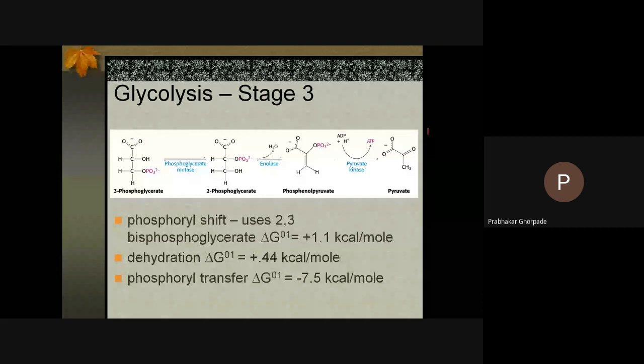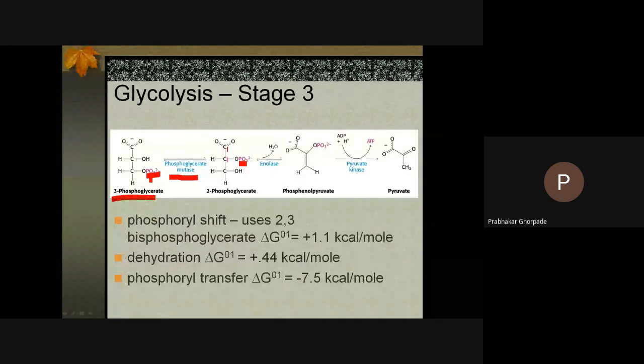Now we got 3-phosphoglycerate. Now what to do with this 3-phosphoglycerate molecule? Why are we calling it 3-phosphoglycerate? Because this phosphate group is attached at the third carbon position in this glycerate molecule. Now we don't want this phosphate group at the third carbon position. For example, we want it at the second carbon position. So there is one enzyme, phosphoglycerate mutase. What phosphoglycerate mutase does is that it takes this phosphate group and attaches it here, at the second carbon position.